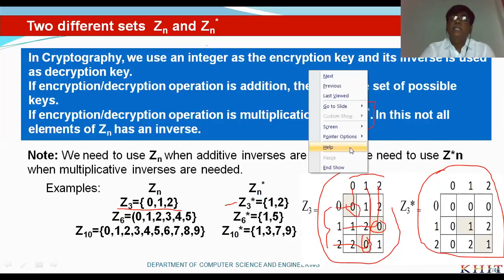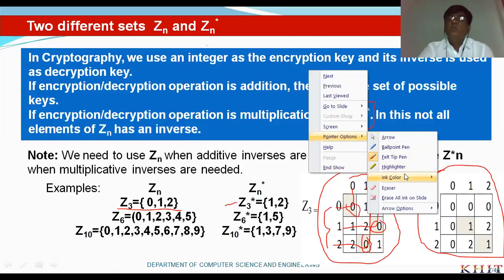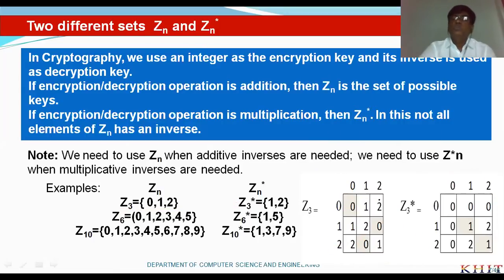Consider here it is not Z10. In the previous table, I explained the Z10. That's why I have taken 0 to 9 in rows and columns. But it is the Z3. That's why I have taken 0, 1, 2 and 0, 1, 2 in columns and rows.